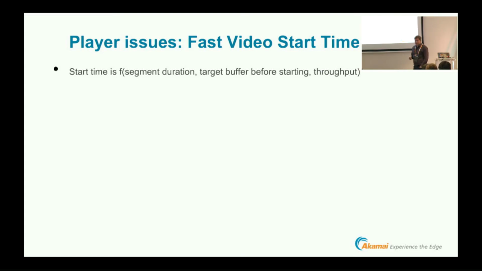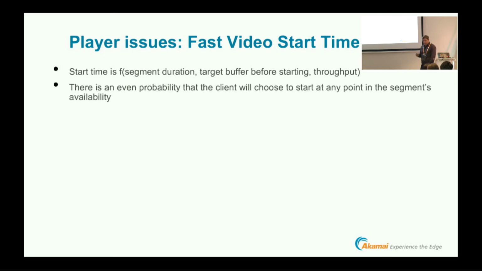The time it takes to start video is a function of three things. It's a function of the segment duration, how much buffer you actually want to have when you start, and the throughput that you have, meaning how well your client is connected to the server. There's also an even probability that you will start anywhere in this segment. So you open up your phone, you want to watch something, you hit play. Underneath that, there are these segments flowing like a stream. You don't know where the segment boundary is. And remember, we must start decoding from a segment boundary.